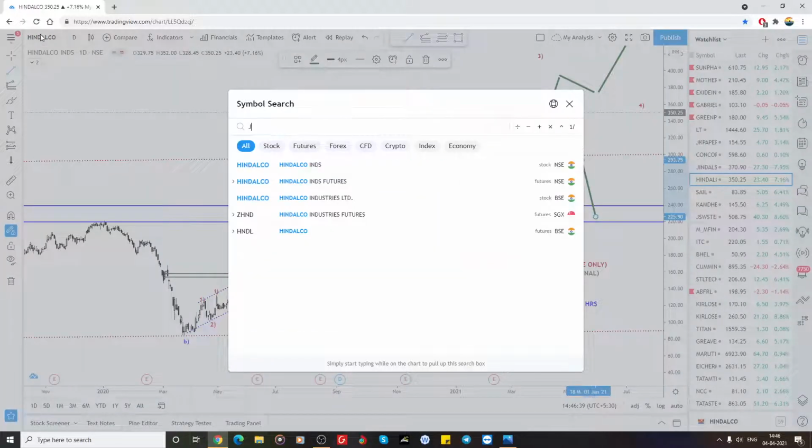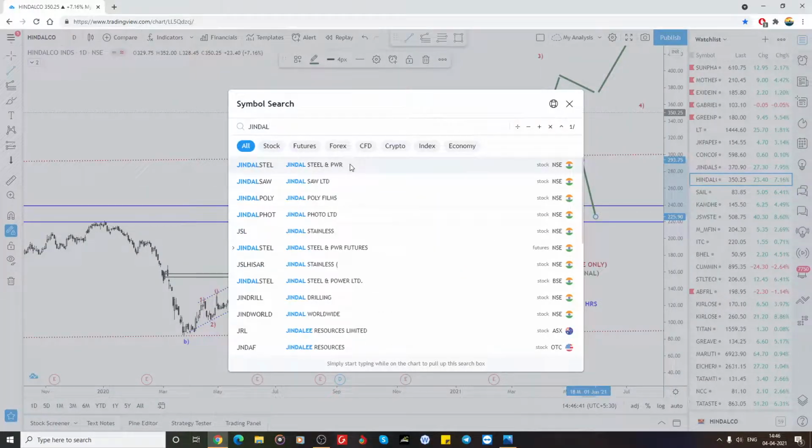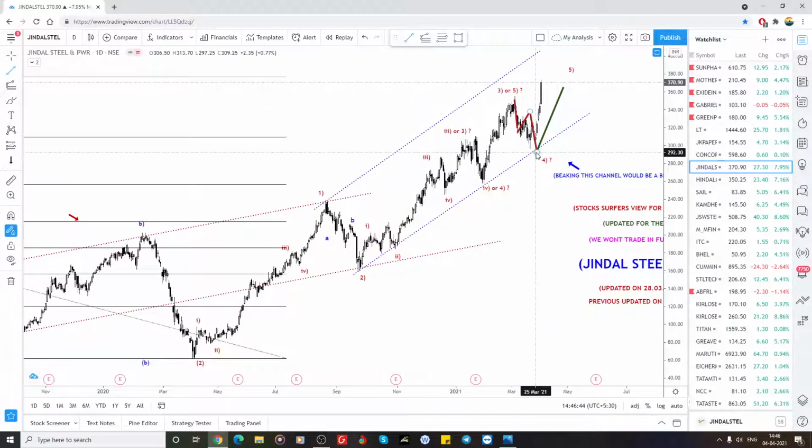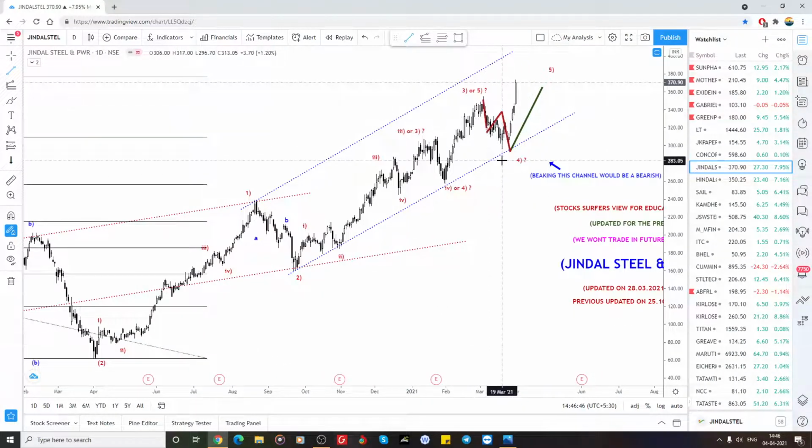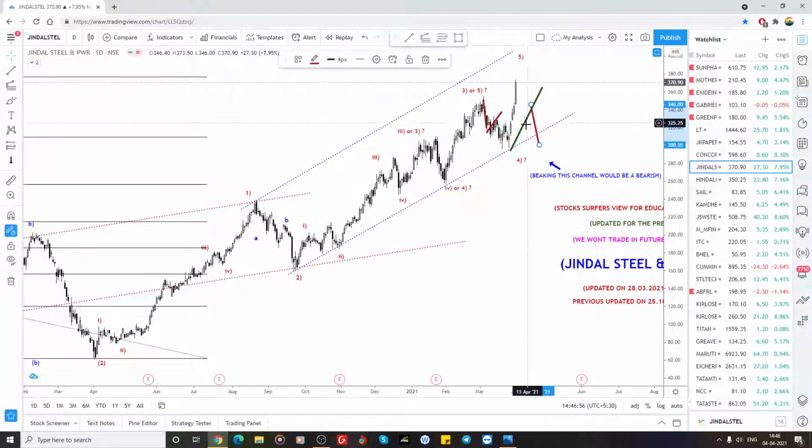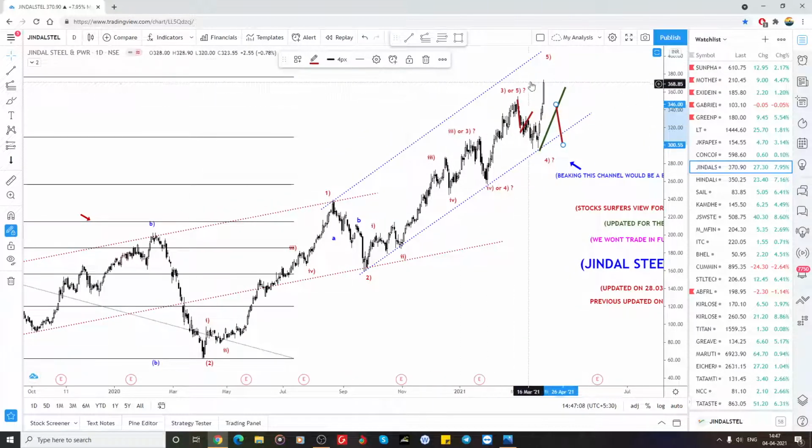So next is Jindal. Jindal perfectly did the 3-wave structure, and now we are in a bullish scenario to complete the 5-wave structure. So here the 1, 2 has already completed. Now we are on the third wave, with the fourth wave pullback around the 350 zone, and again one more wave to the high side of nearly 400 is also possible as the fifth wave target. So now we have considered this as the third.